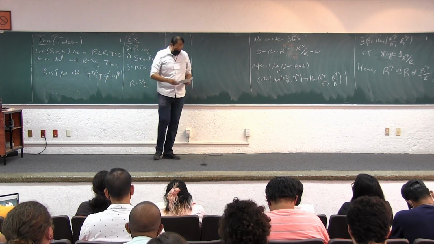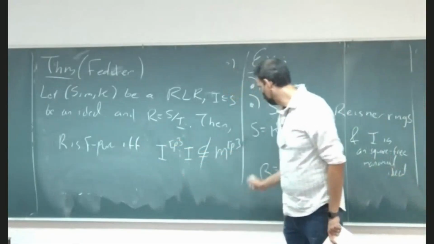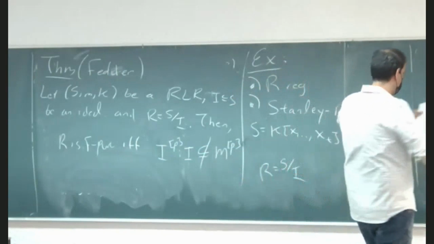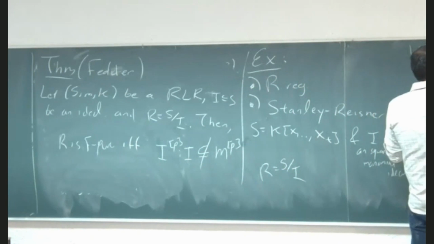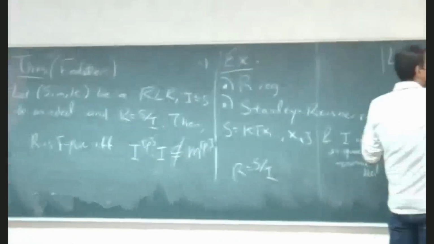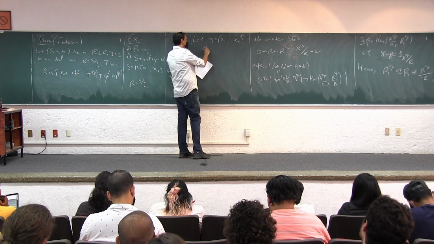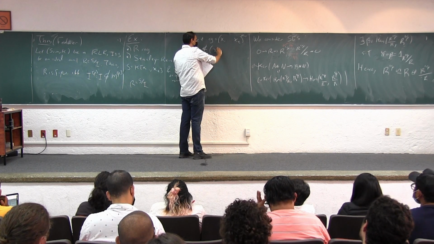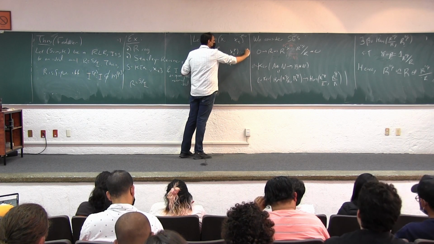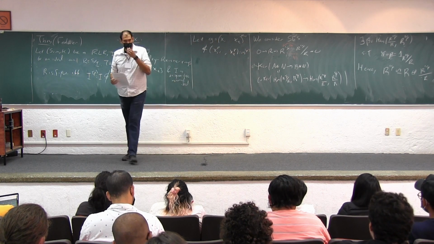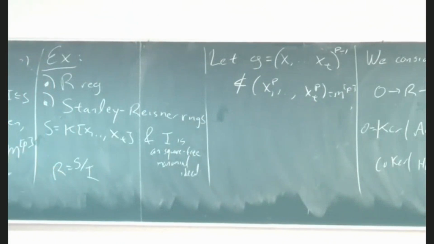Okay? So we're going to build an element that is here and that it is not here. So let G be equal to x1, x2, ..., xt to the p minus 1. Okay? By construction, this element is not in x1 to the p, ..., xt to the p, which is the same as m bracket p, no? Okay? So we got this part. Let's do the other part.